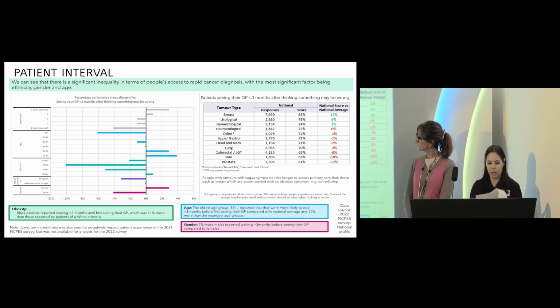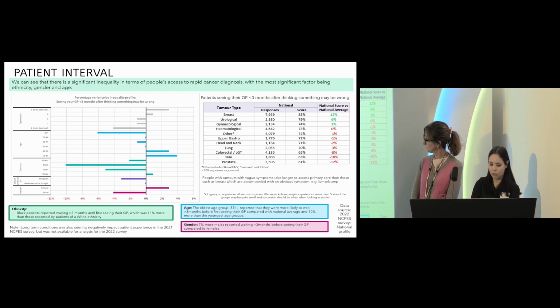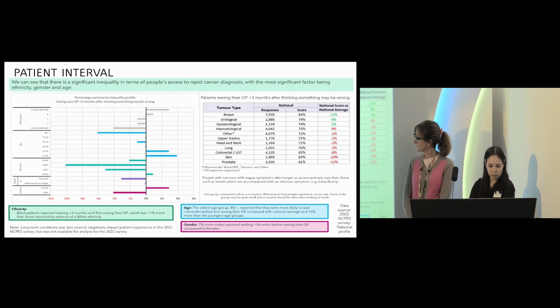So the graph on the left, this question is relating to primary care, and if the patient saw their GP within 3 months of first thinking that something may be wrong with them. The black line at 0% represents the national average, and then the coloured bars indicate how much the results for the different subgroups are above or below this average. So we can see that ethnicity, which are the teal-coloured bars there, plays a significant factor. Black patients reported the highest levels of waiting more than 3 months until first seeing their GP, and that was 11% more than those reported by patients of a white ethnicity. Also, gender played a significant role. So the bars at the bottom, 7% more males reported waiting more than 3 months. And this also correlates with the tumour type table that you can see on the right there, with prostate cancer at the lowest and breast at the highest.